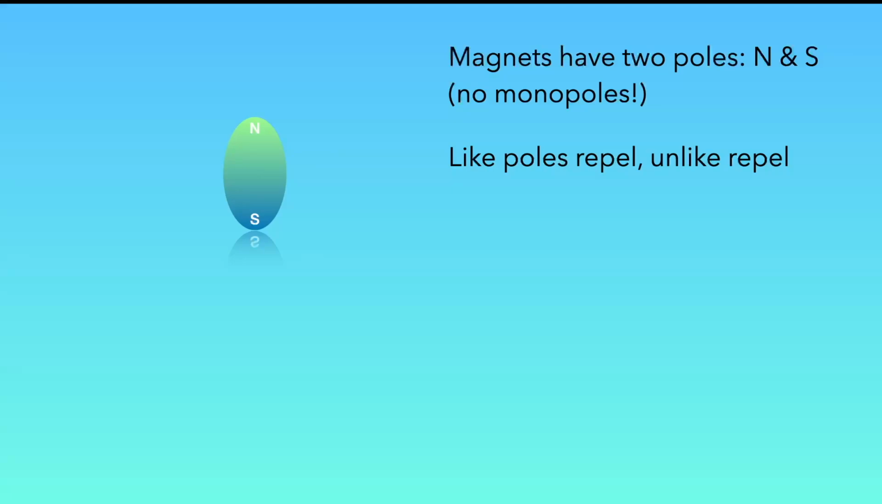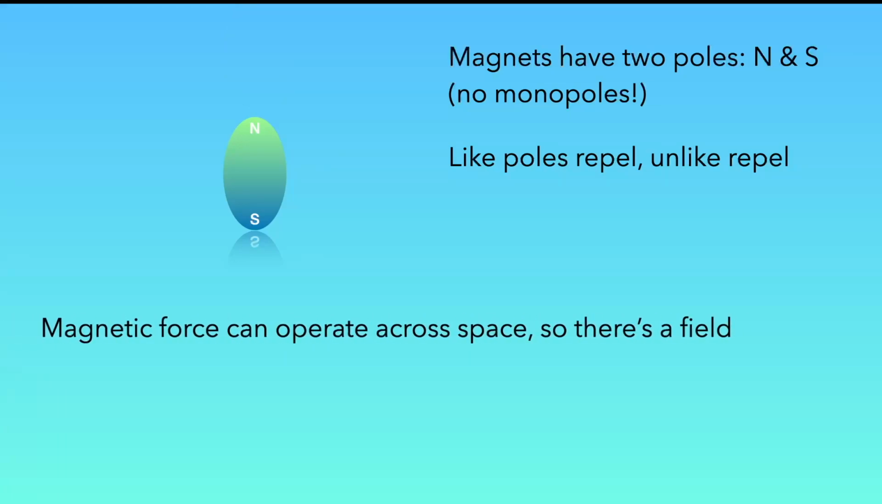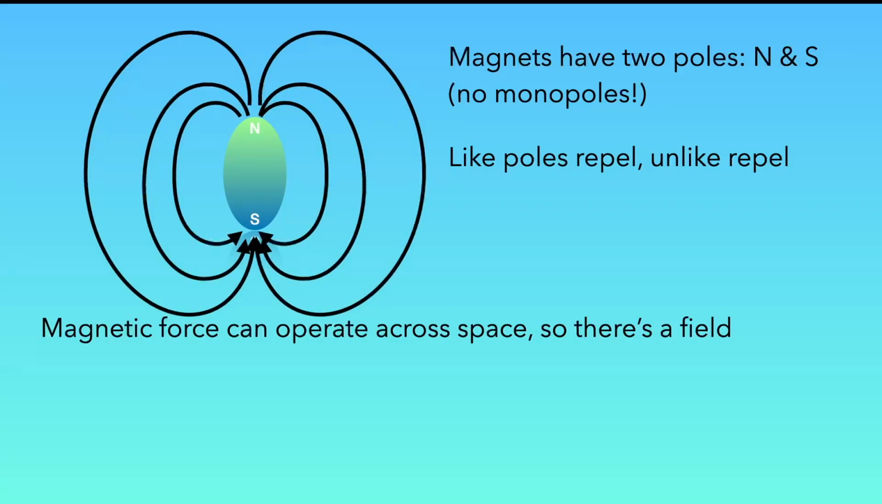And just like we might expect, like poles repel, and unlike poles, opposite poles, attract. Okay, so nothing really new there. Magnetic force can clearly operate across a space, so there is a field involved. There's the field. It goes from north to south.